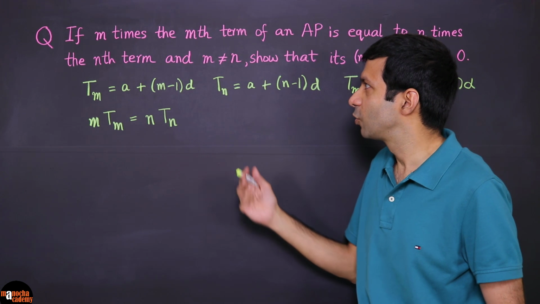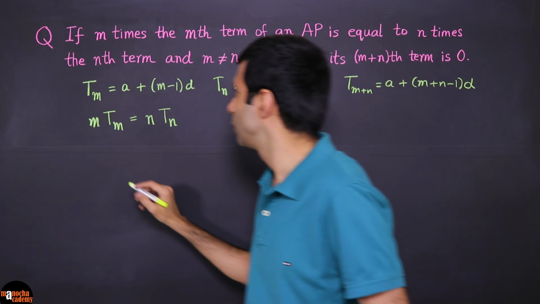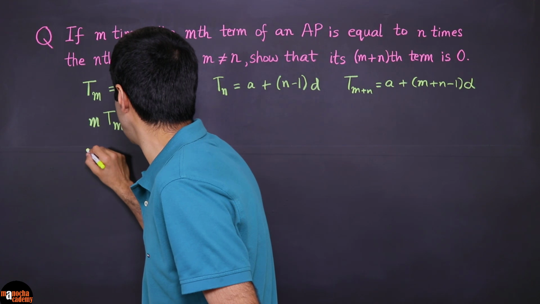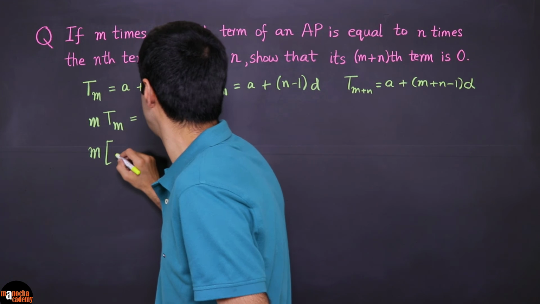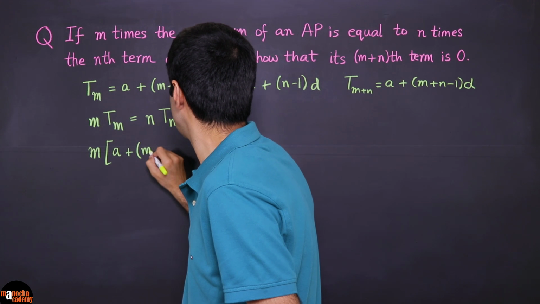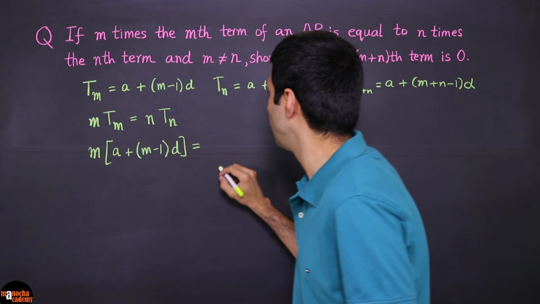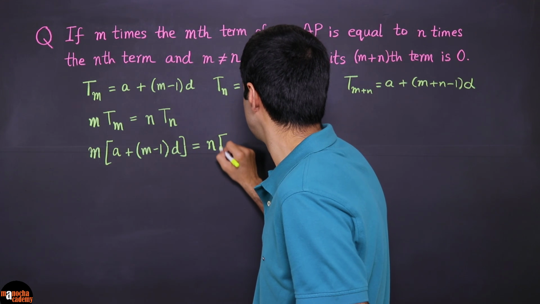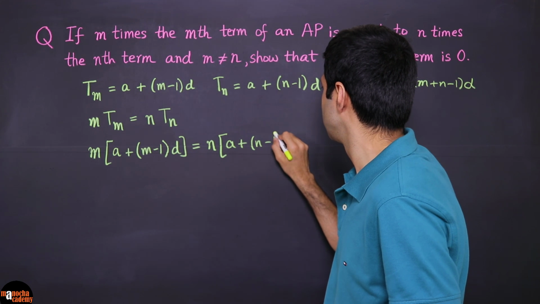Okay, so let's go ahead and substitute these formulas in this equation. So we'll get m times a plus m minus 1 into d is equal to n times a plus n minus 1 into d.